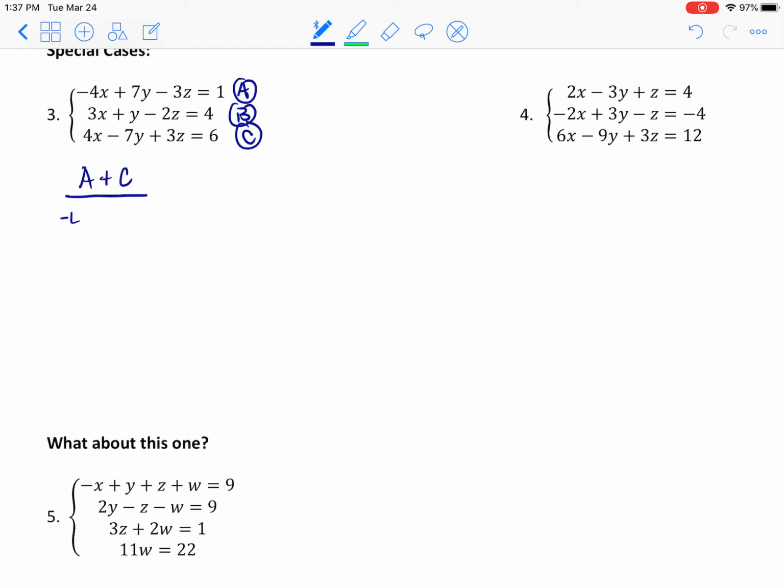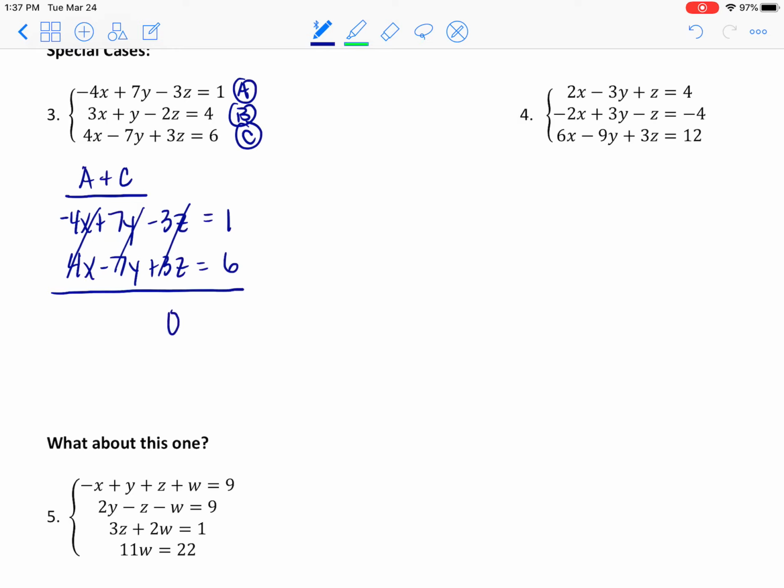So I'm going to take A, and I'm going to add C. Now, when I add A and C as is, the negative 4x, positive 7y, negative 3z equals 1, and 4x minus 7y plus 3z equals 6. What happens? Well, not only do the x's cancel, but the y's cancel, and the z's cancel, which means technically on the left side of the equation I have nothing left. 0 is the number for nothing. And my equal sign comes down, and then I have 1 plus 6, which is 7. So anytime the variables cancel from both sides in this process, that's when you have one of your special cases.